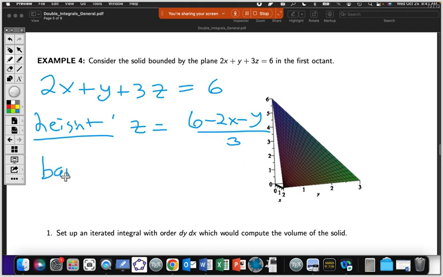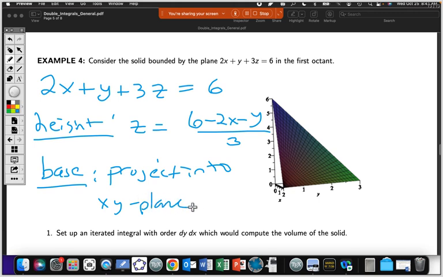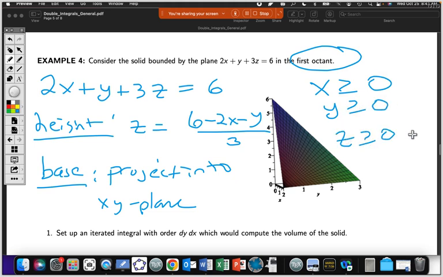So now for the base, I need to project this solid into the xy plane. And also we're in the first octant. So the first octant, remember, x is bigger than or equal to 0, y is bigger than or equal to 0, and z is bigger than or equal to 0. So we can do this algebraically, and then we can use GeoGebra to check graphically. So to project into the xy plane, we're zeroing out the z.